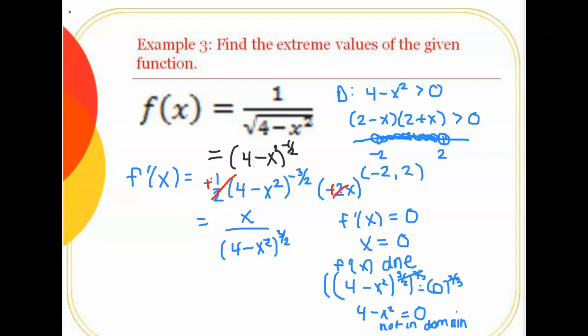So we only have one critical point, and that is at x equals 0. So x equals 0 could be an absolute max, absolute min, or it could be a local max and a local min. And we are going to determine later which of those it is. For now, you find f of 0, and you get 1 over the square root of 4, which is 1/2. And we just label this as a local extrema, because we don't know if it's a max or a min.